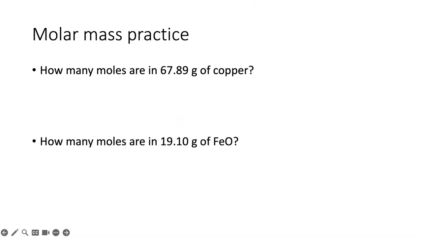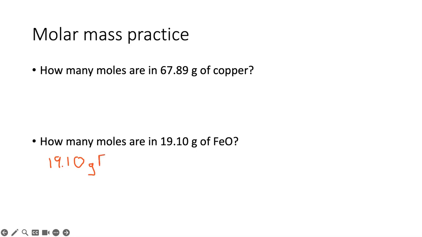There we go. And here's our next question. How many moles are there in 19.10 grams of iron oxide? So how could I figure out how many grams there are in iron oxide? What's its molar mass? And the answer is that we'll just take the molar mass of iron and the molar mass of oxygen and add them together.